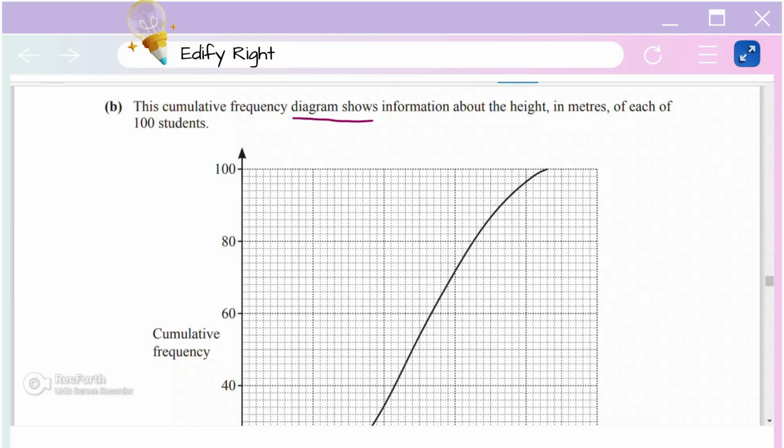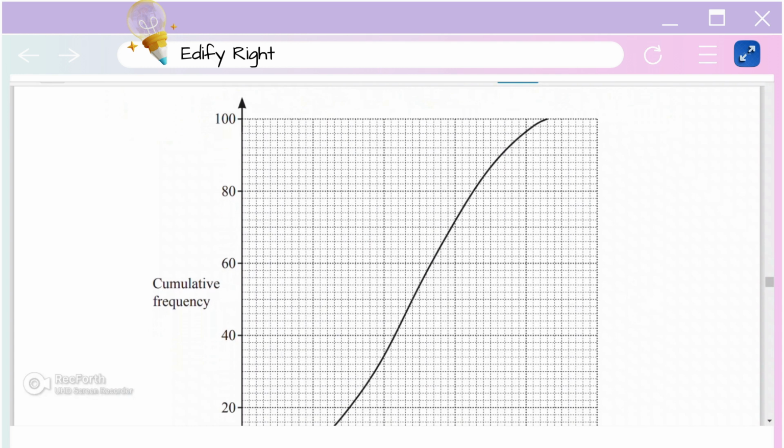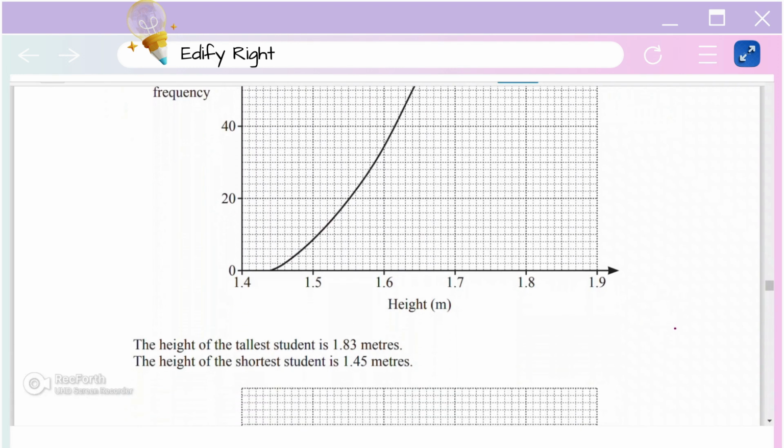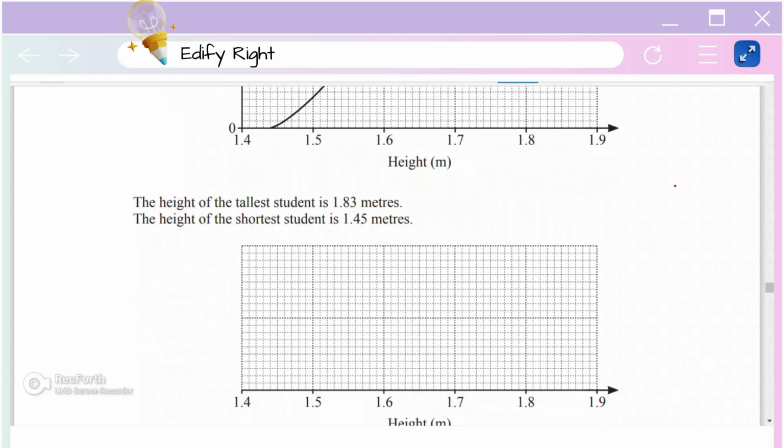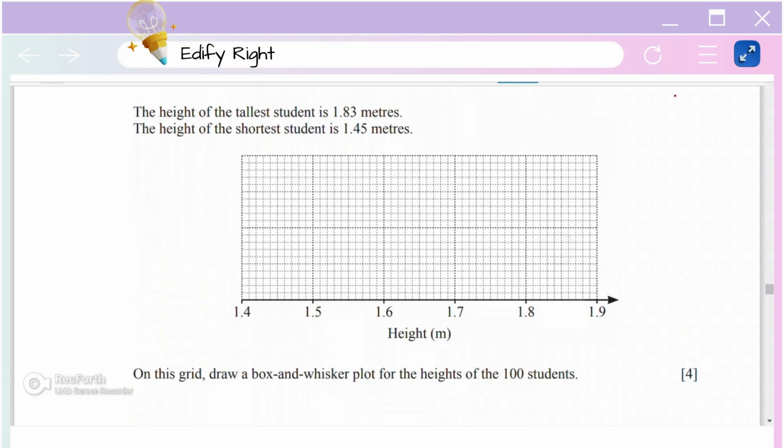The cumulative frequency diagram shows information about the height in meters of each of 100 students. So this is the graph over here. And we are given the height of the tallest student is 1.83 meters and the height of the shortest student is 1.45 meters. So we have the tallest and the shortest values and we are asked to draw a box and whisker plot for the heights of the 100 students.